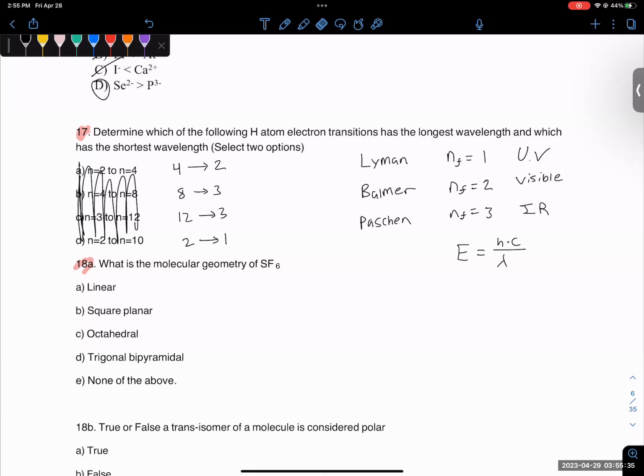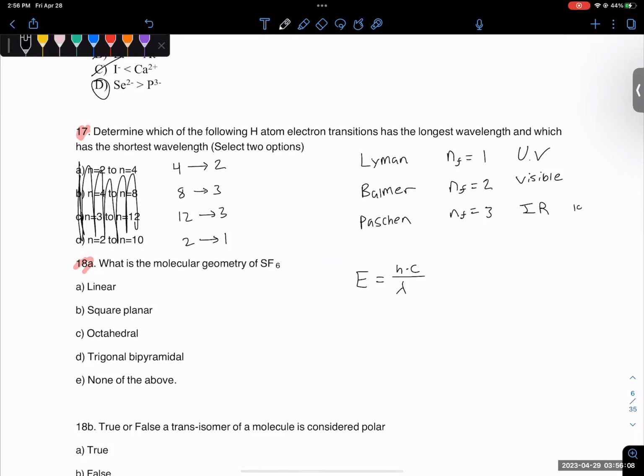Infrared, yes. It's on the right side of the visible. So it goes UV, visible, infrared. You can remember it because ultraviolet is beyond violet, and infrared is below red. So we expect the longest wavelength to be the one with n final equal to 3, because that's infrared, so it would be the longest lambda.